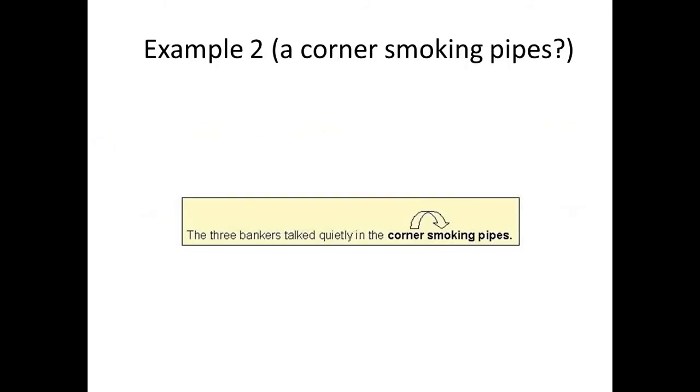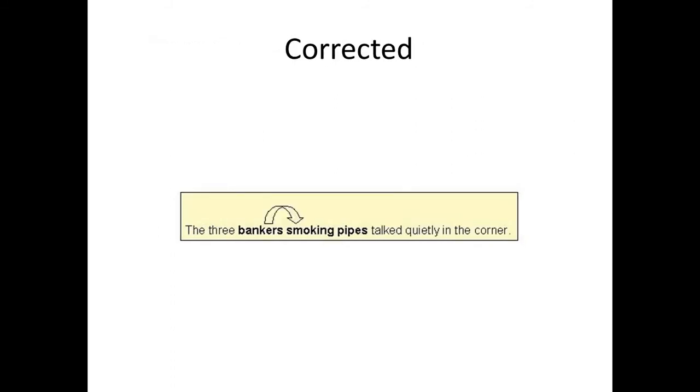Example number 2, a corner smoking pipes. The 3 bankers talked quietly in the corner smoking pipes. Corrected one: the 3 bankers smoking pipes talked quietly in the corner.